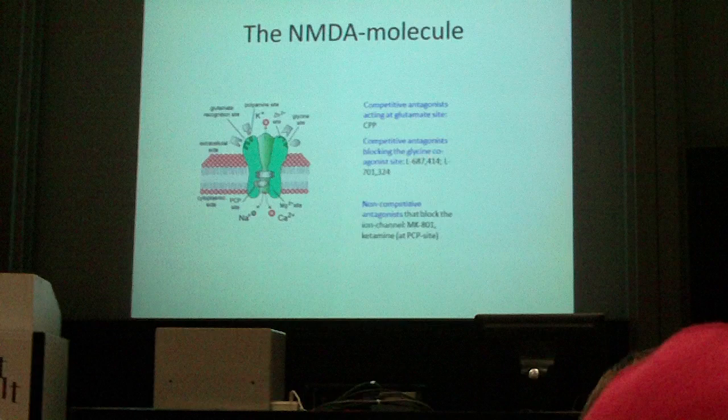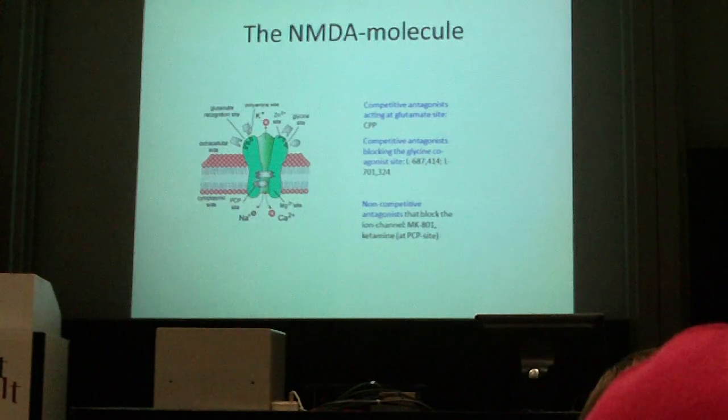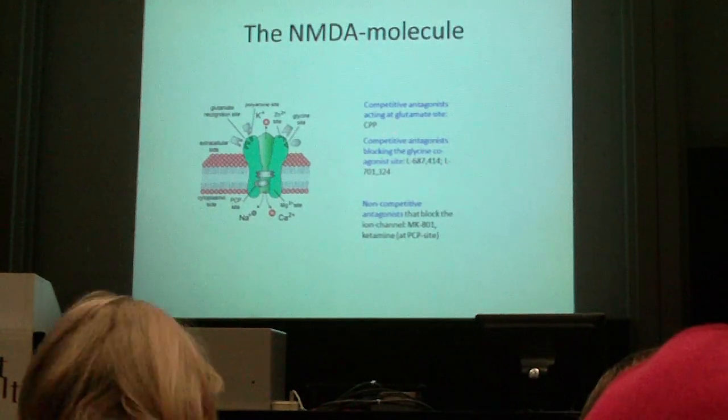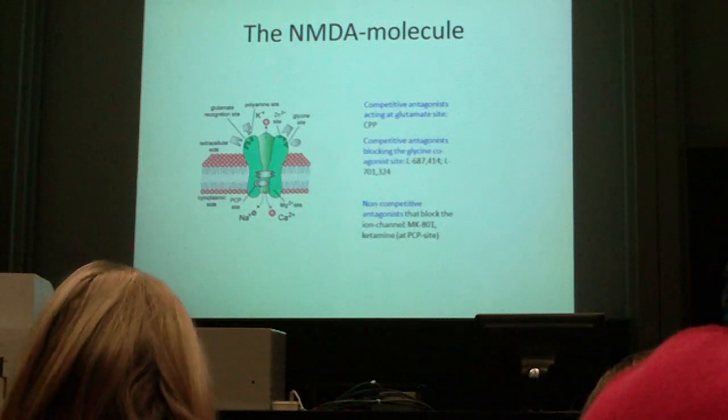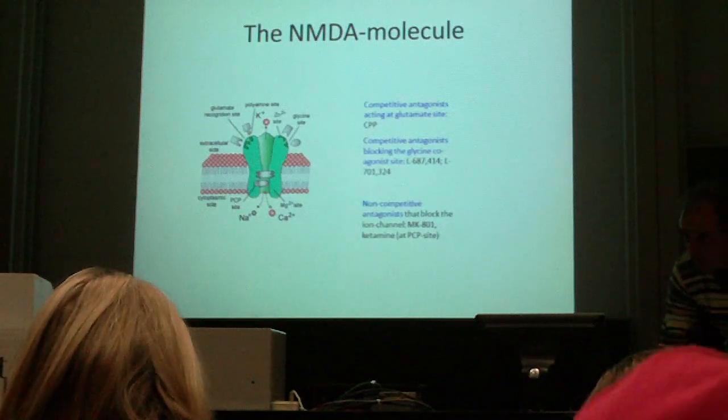But anyway, here again, competitive antagonists are used for treatment of chronic pain. Competitive antagonists blocking the glycine, or non-competitive antagonists either. For instance, ketamine. I'll show you later on a little bit more about what we do with ketamine.